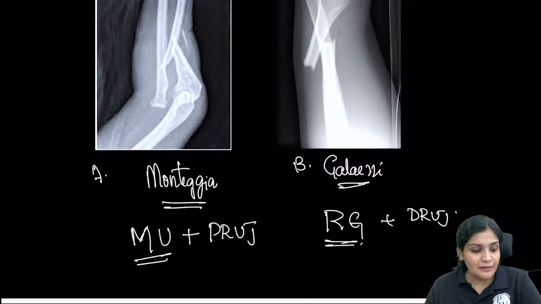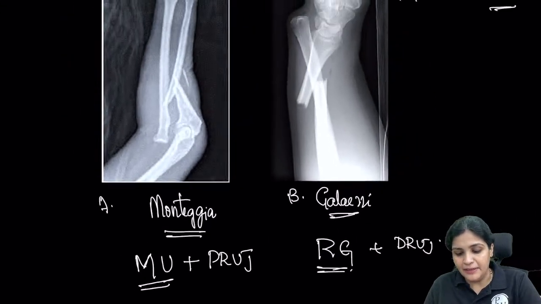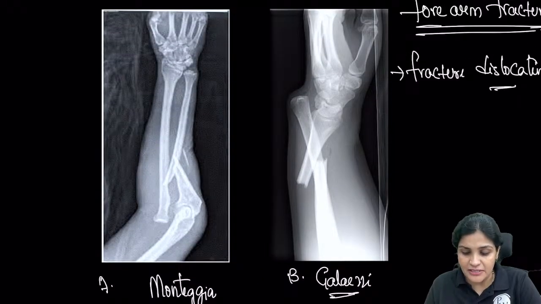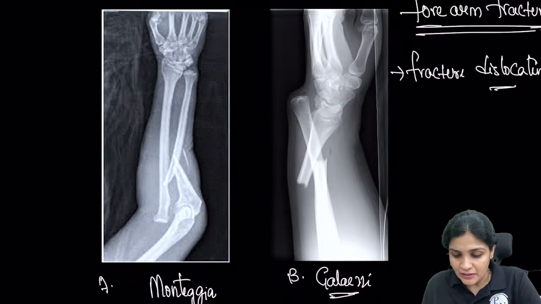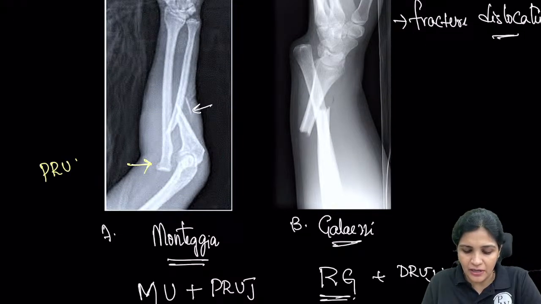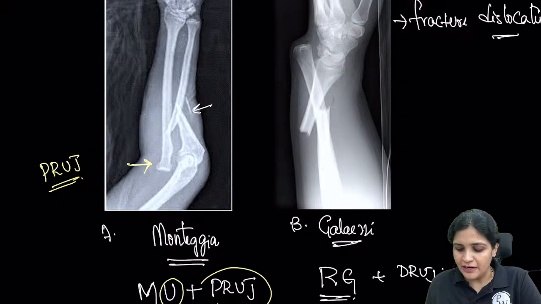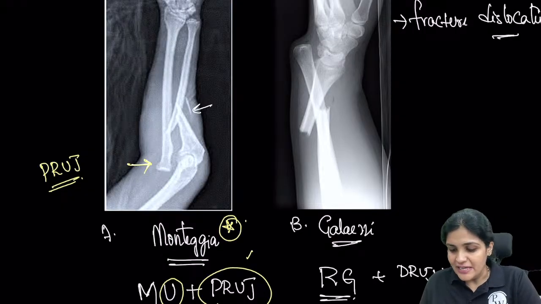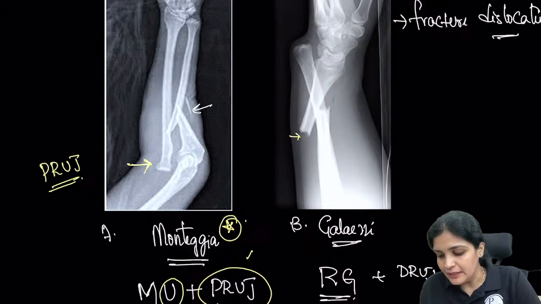So Monteggia is nothing but a proximal ulnar fracture associated with radial head dislocation, right? So what is radial head dislocation? It is proximal radio-ulnar joint dislocation. So whenever there is ulnar fracture plus proximal radio-ulnar joint involvement, that is an example of Monteggia. And whenever there is a radius fracture with involvement of the distal radio-ulnar joint, that is Galeazzi.